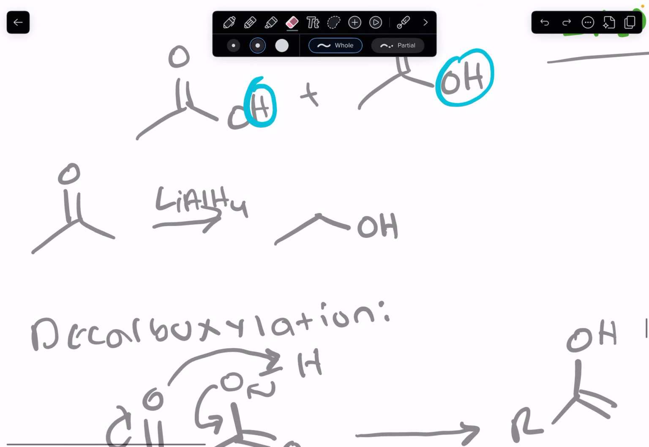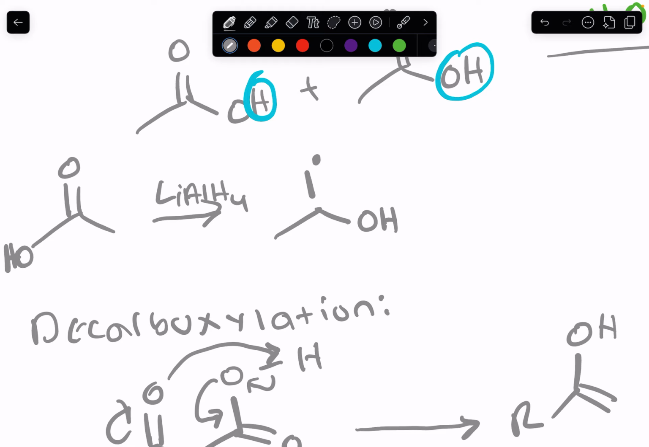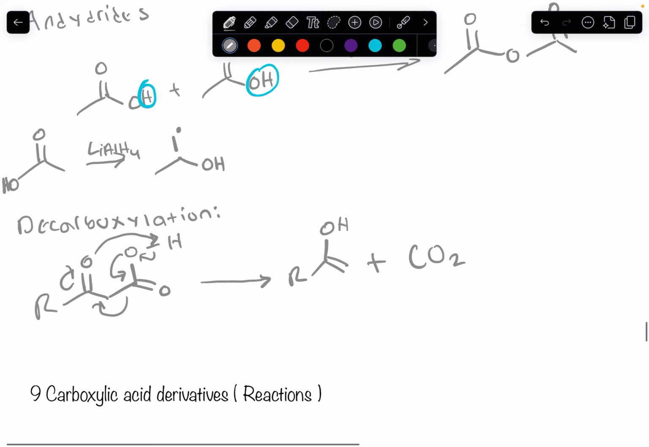Next is reduction. So this is reduction. You can only use LiAlH4. You cannot use NaBH4. And when you reduce a carboxylic acid, it turns into a primary alcohol. Okay, and that's just memorization. And then last but not least, decarboxylation.